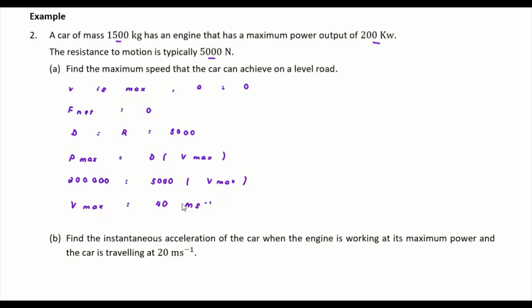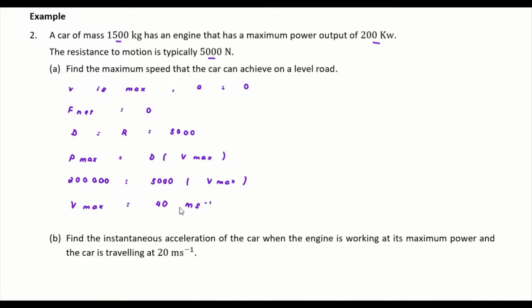Okay, 40 meters per second is actually quite a lot. If you look at it like this, it seems very slow. But around 20 something meters per second is already 100 kilometers per hour. So that's why 40 meters per second is actually quite high already.